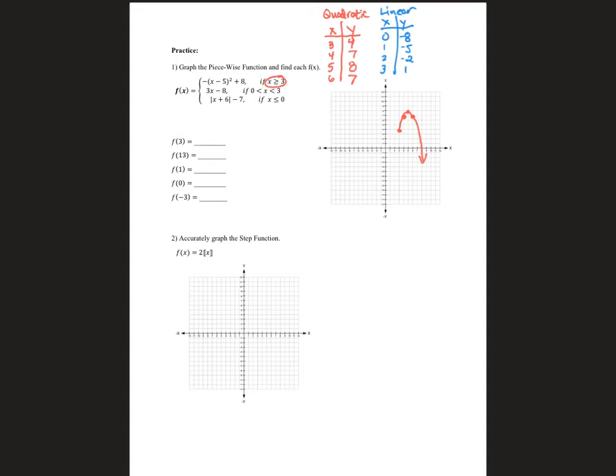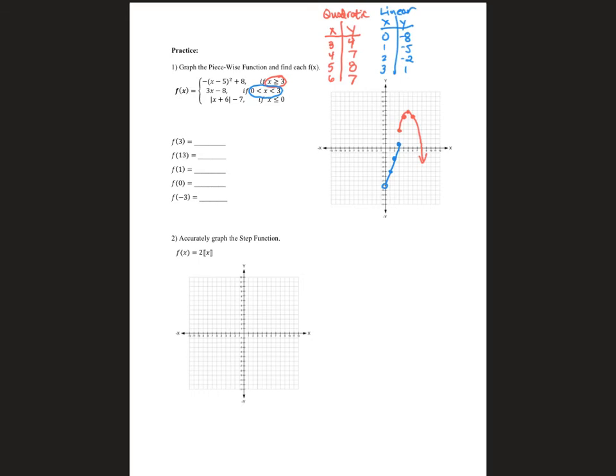And again, let's look at our domain restriction. So x has to be greater than 0, which means 0, negative 8 is not included. So we'll make that an open circle. 1, negative 5. 2, negative 2. 3, 1. And I am only graphing those values between 0 and 3. So we only get part of that linear graph again.